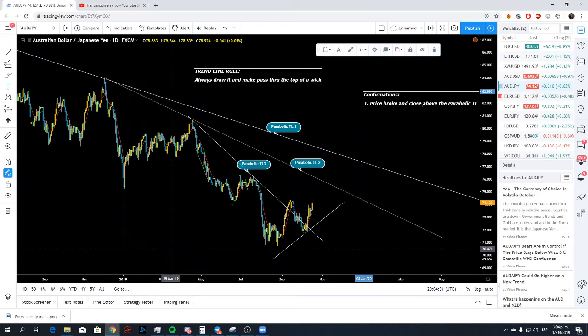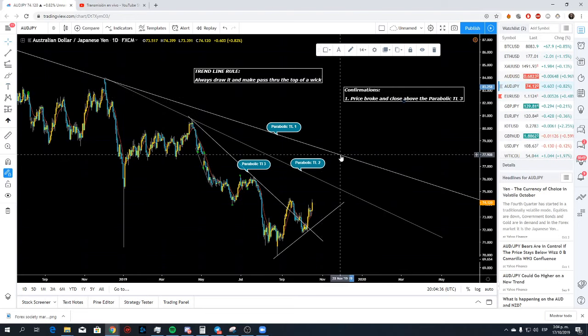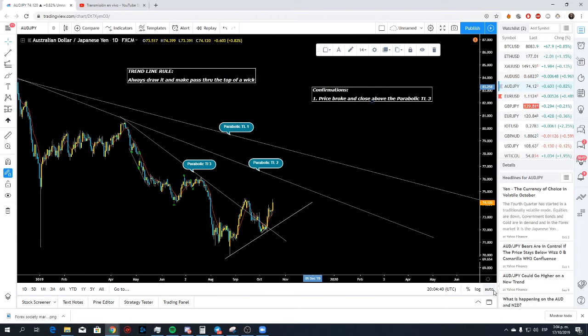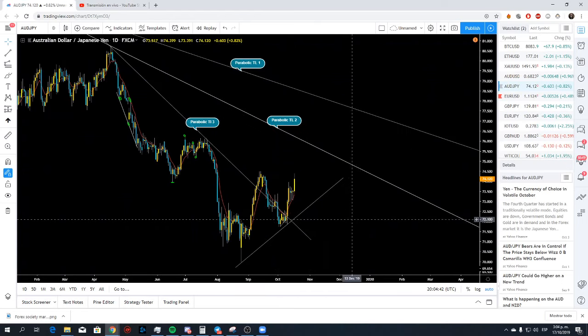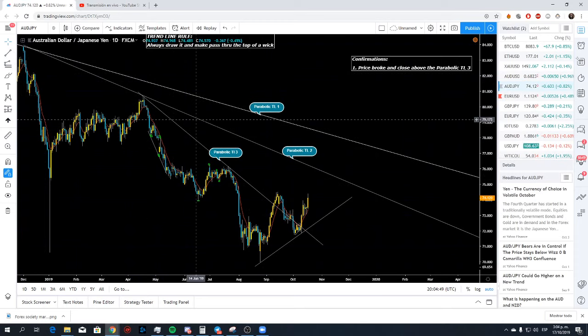Okay. So I left the confirmations here. What else can I see here? If we zoom in, we can find another trend line, another daily trend line. This other trend line is the parabolic number 2, the parabolic number 1. Just use it as future resistance points.